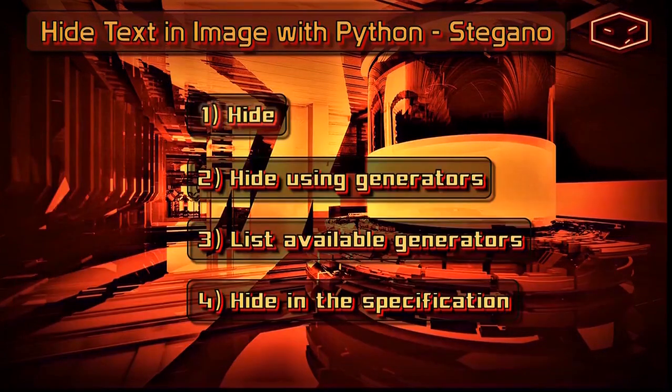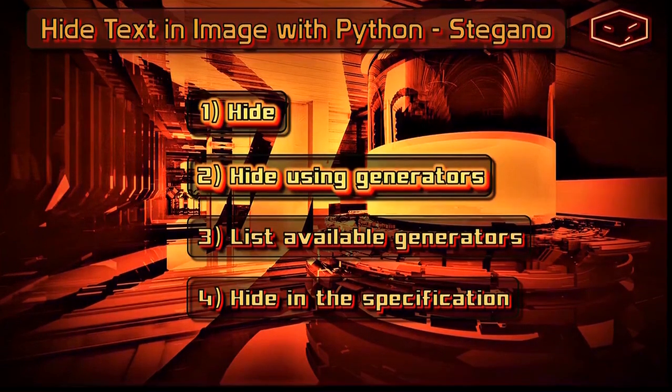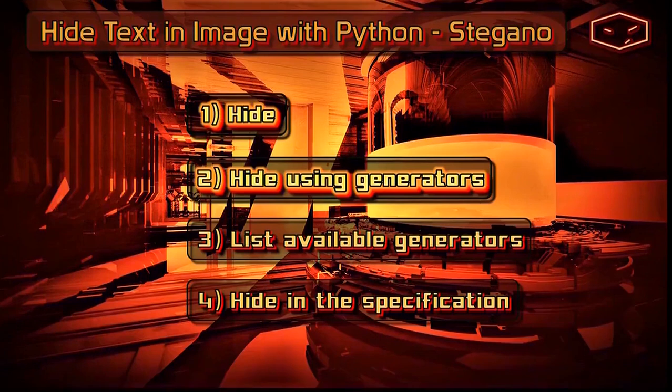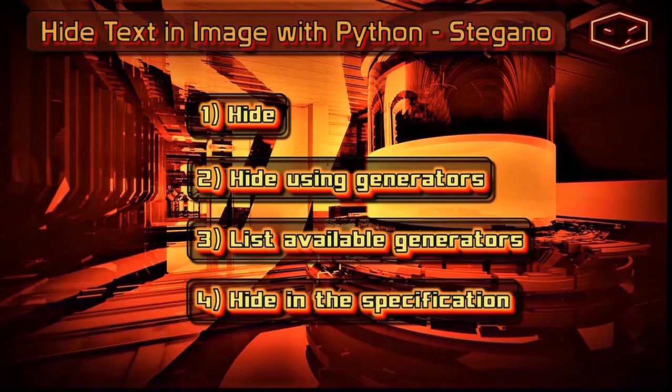We will start by hiding the message in a PNG file, then we will use a second option of this module that is using a generator to hide the same message, then we will list the available generators, and finally we will hide in the specification of the file, in the header of the file. This last option is helpful for JPG files because they use lossy compression.